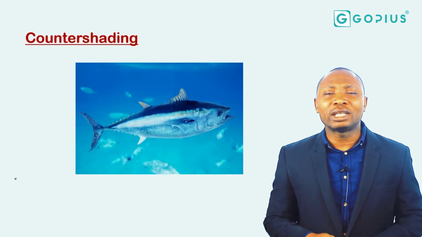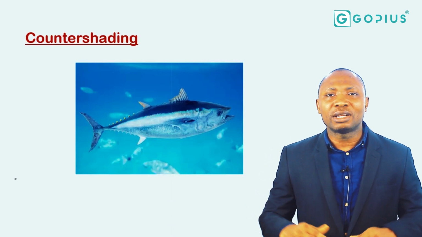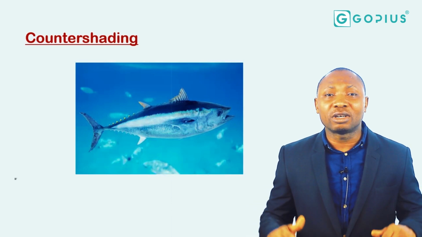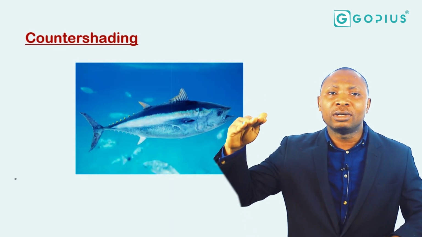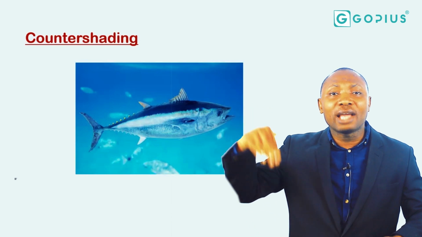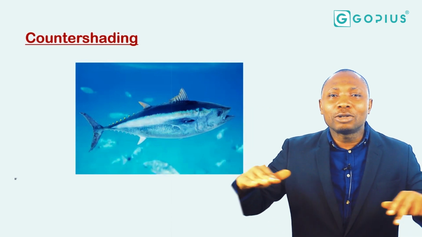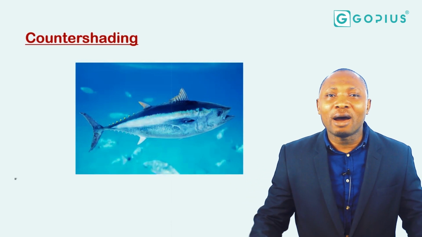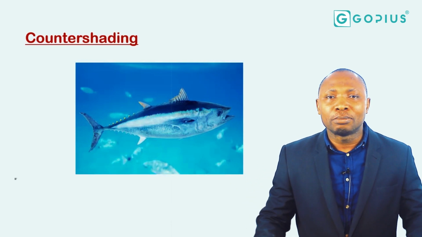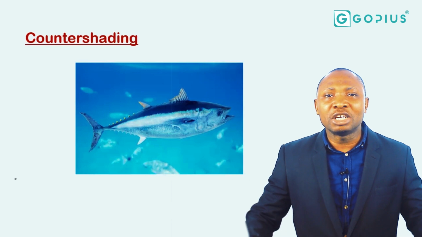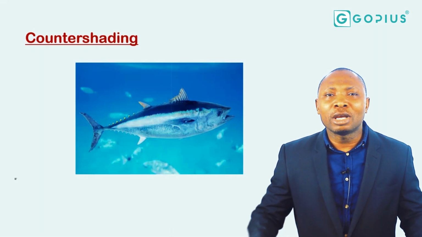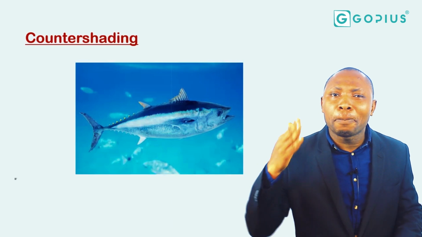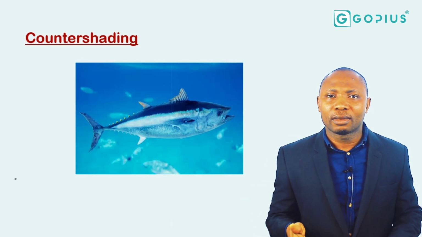Now, for the tilapia fish, if it's in a water body and there's presence of a predator, if the predator is above the tilapia fish, when the predator looks down, the dark dorsal coloration blends with the background of the water body, because the lower part of the water body is usually dark in coloration. So it becomes difficult for the predator to spot the prey.